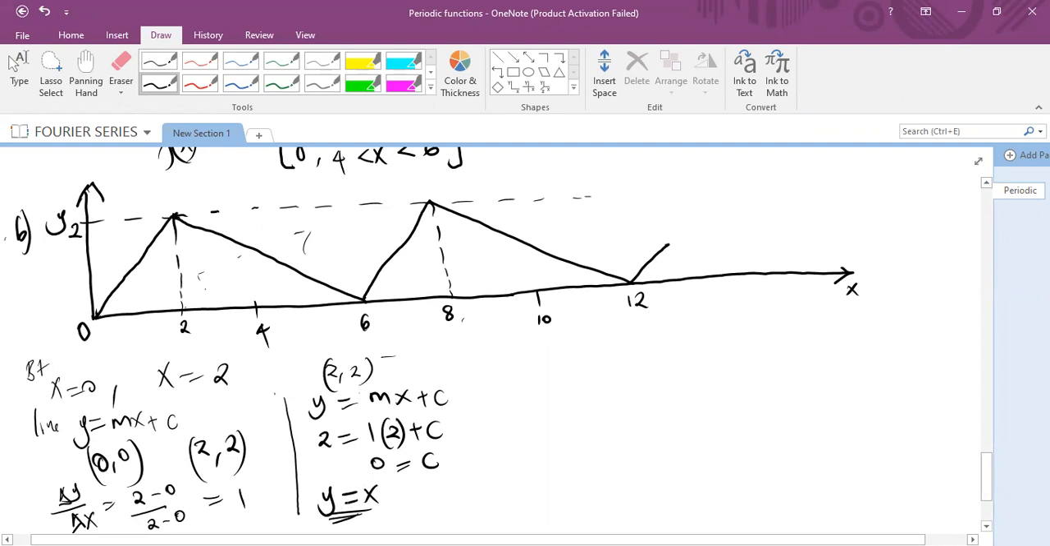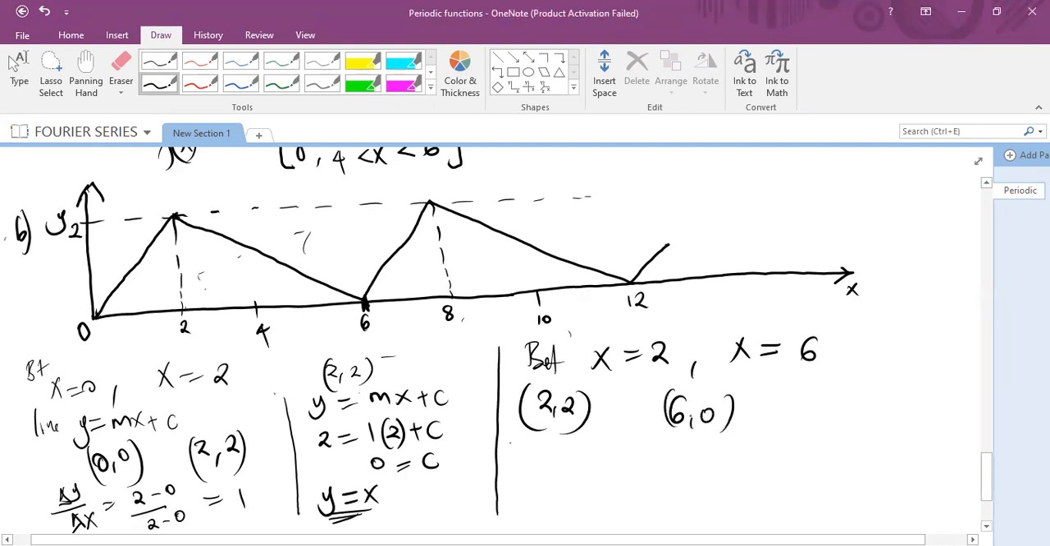Okay, let's look at from x is equal to 2 to x is equal to 6. So what do we have in between here? We have a straight line. So we're going to just follow the same procedure, because it starts repeating itself at this particular point here, as you can see. So after this, then we can define it. At x is equal to 2, we have the point (2, 2). At x is equal to 6, we have the point (6, 0).